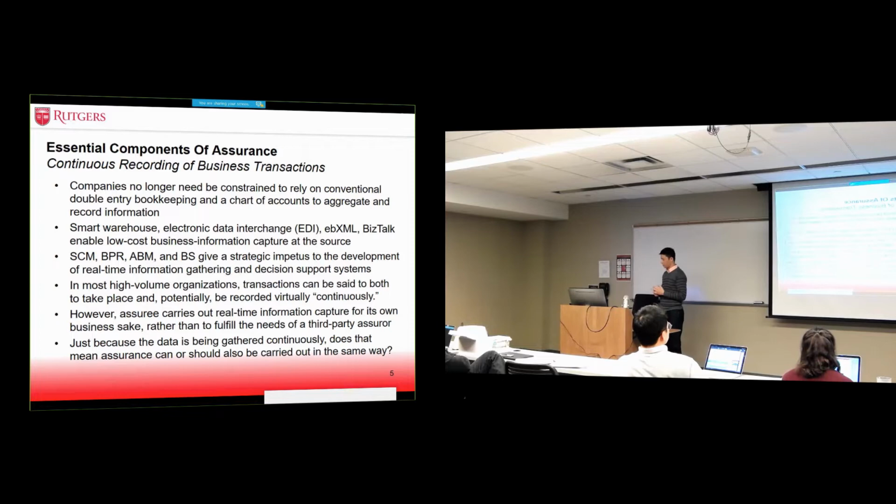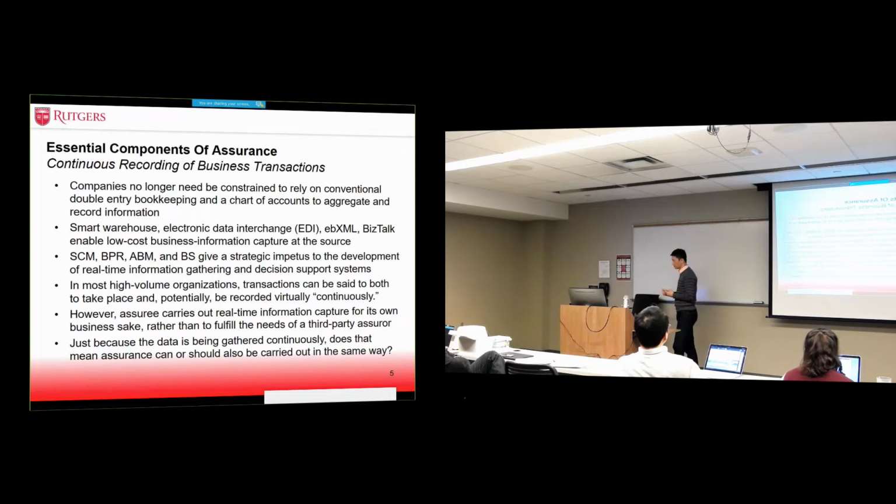In most high-volume organizations, transactions can be said both to take place and potentially be recorded continuously. For example, if you go to Walmart or some other stores, right at the point you make the sale, they record it in their system automatically. This is an automatic process; nobody has to sit and make an entry for every sale. It utilizes barcoding, database systems and the ERP system.